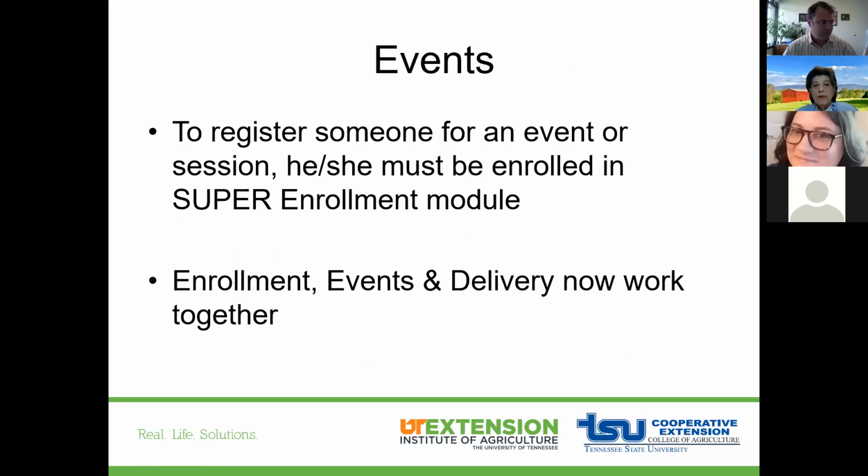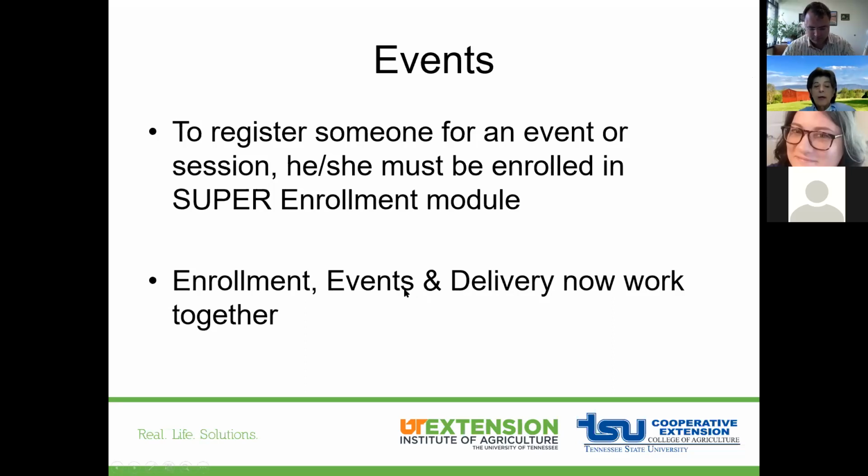So to register someone for an event or a session, they must be enrolled in the Super Enrollment module. They work in tandem. Now, most of you, agents and administrative assistants, have been trained in Super Enrollment. Program assistants, if you have not been trained in Super Enrollment, there is a training on TT&T that goes through the module, and your county director, your lead agent, or your administrative assistant can help you get these people enrolled in Super, and then you can put them into an event or a session, and you'll learn about what those are as we go through.